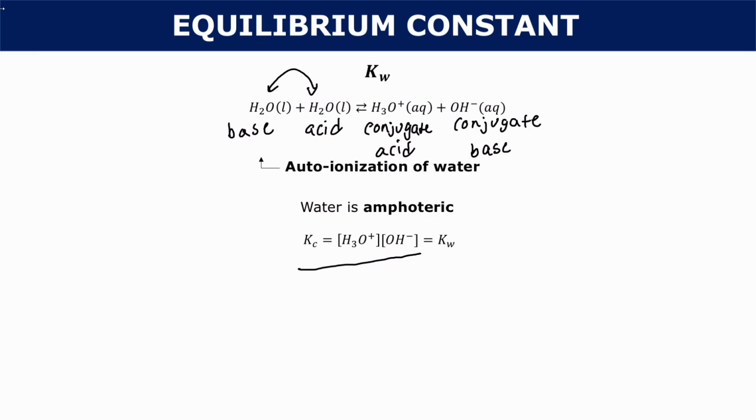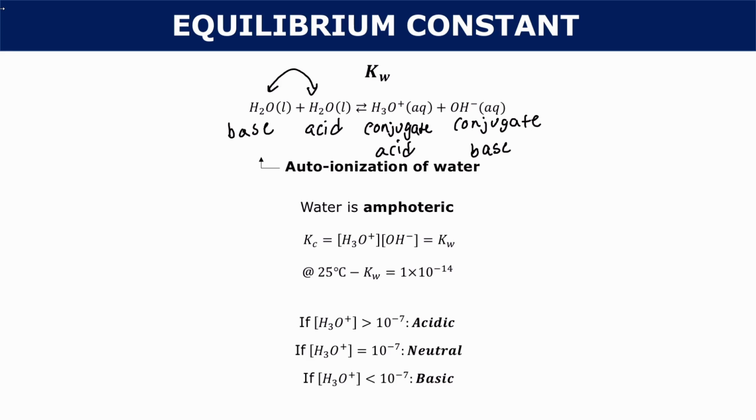Now Kw has a specific value at 25 degrees Celsius. At 25 degrees Celsius, Kw is going to equal 1 times 10 to the negative 14th. And this is actually really important, and it'll come up a lot in certain other problems. And essentially another property that piggybacks off of this is acidity. So if you have the concentration of H3O plus ions being greater than 10 to the negative 7th, it's going to be acidic. If it's equal to 10 to the negative 7th, it's going to be neutral. And if it's less than 10 to the negative 7th, it's going to be basic.